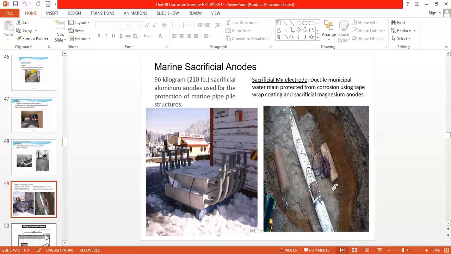Marine sacrificial anodes. 96 kilogram sacrificial aluminum anodes used for the protection of a marine pipe pile structure. Here in the second figure, a sacrificial magnesium electrode. Ductile municipal water mains are protected from corrosion using tape wrap coating and sacrificial magnesium anodes, as shown in the second figure.